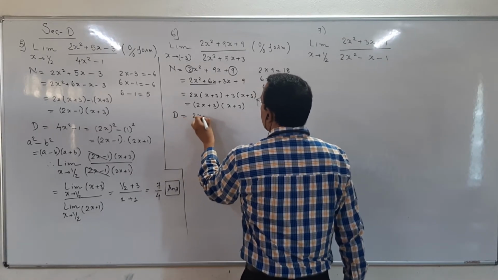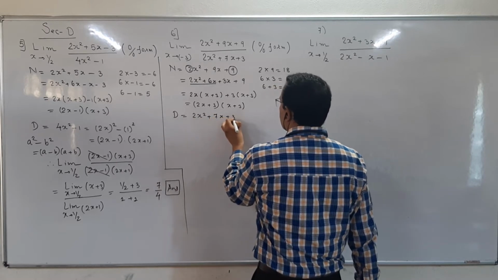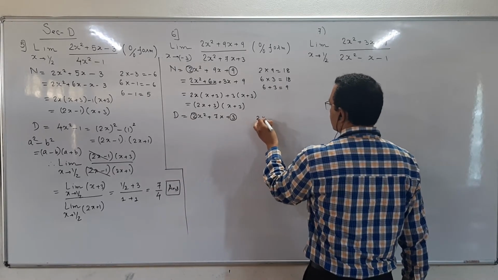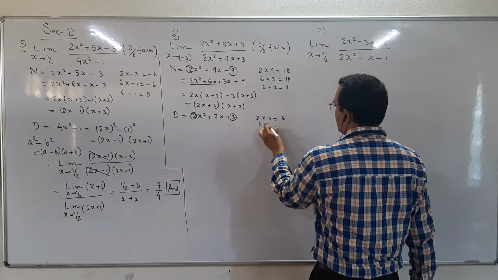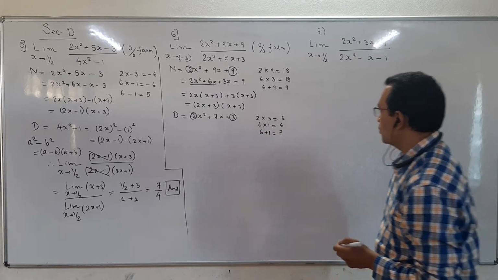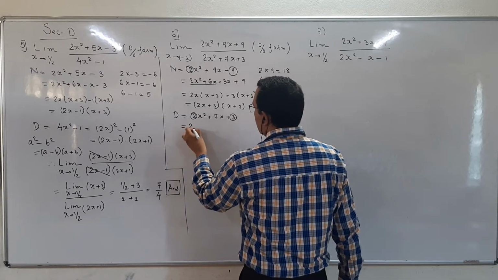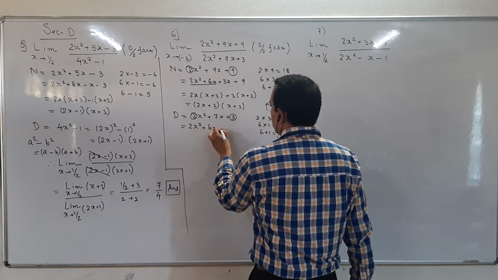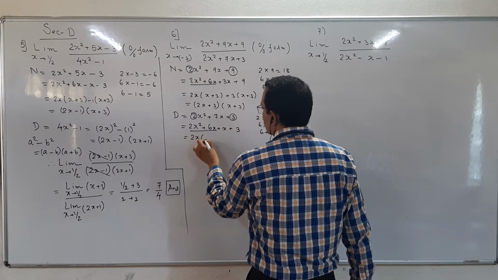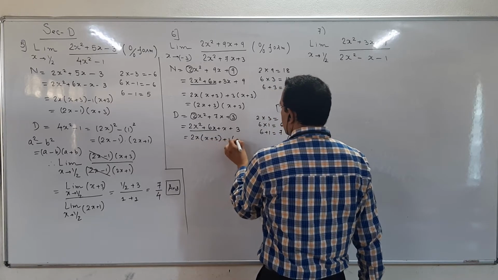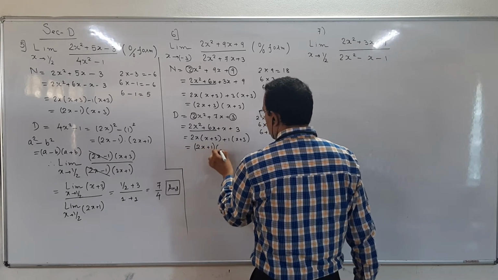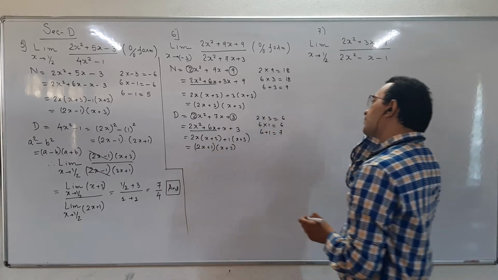Denominator is twice x square plus 7x plus 3. 2 into 3 is 6, and 6 into 1 is also 6. 6 plus 1 will give us 7. So the factorization by product method comes into play. 2x square plus 6x plus x plus 3. What is common here? 2x. So what remains? x plus 3, 1 into x plus 3. So the factors are 2x plus 1, x plus 3.